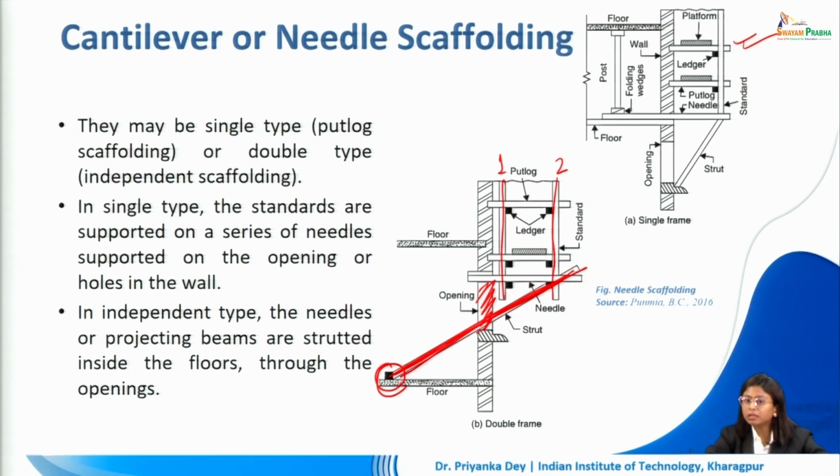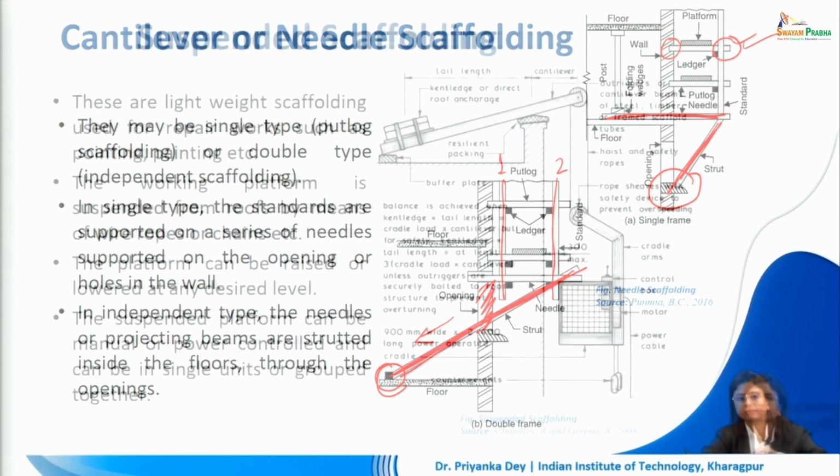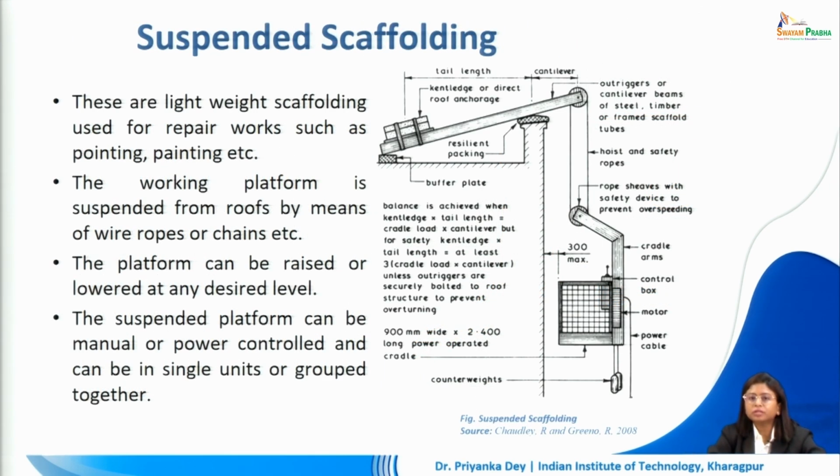If we have a single layer, in that case the put log is embedded on the wall at one end, and at the other end it is embedded on the ledger, and this is being supported with the help of a strut taking help from the chhajja or other crevices or corners on the wall. If you are dealing with double scaffolding, we actually have to enter into the room and take support from the floor inside. Suspended scaffolding is another typology.